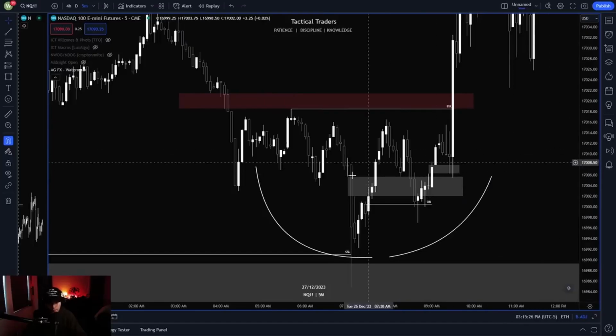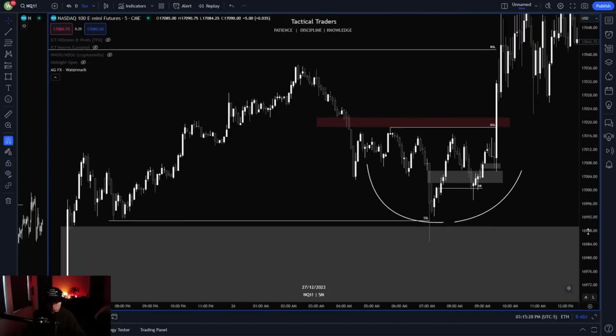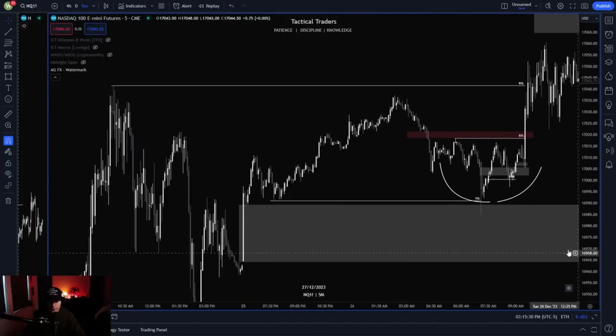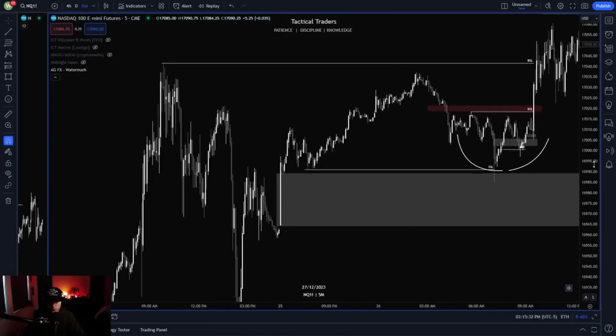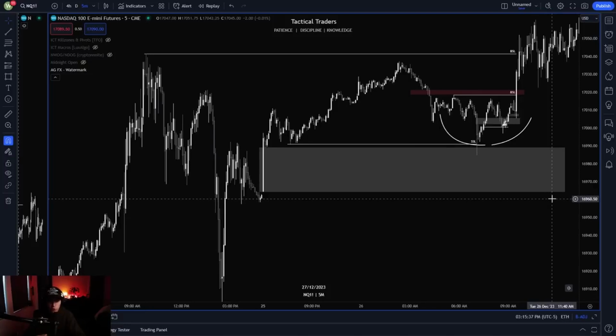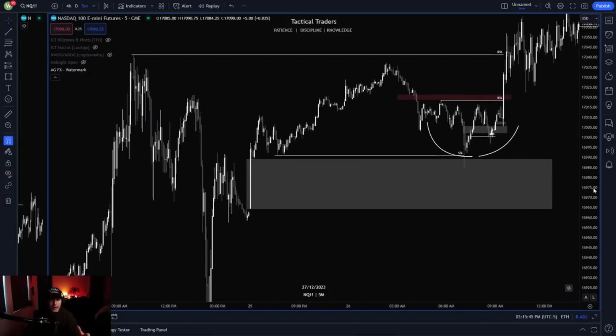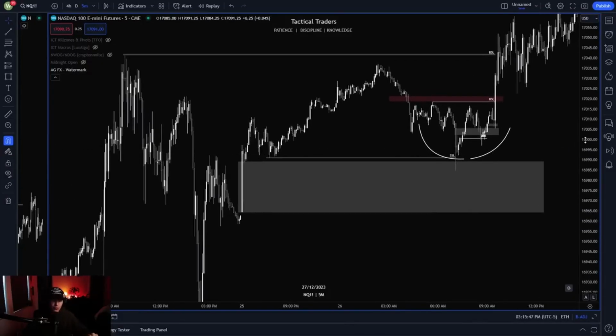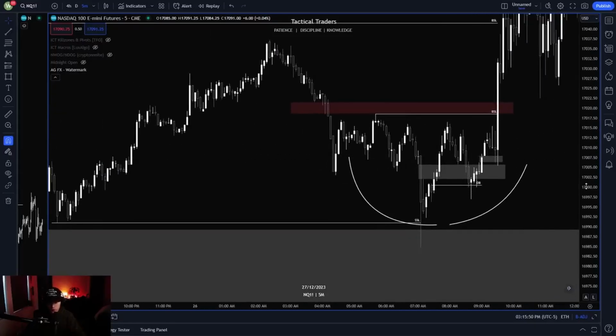Now, what I want to do before we get into this is zoom out. Notice what we're looking at here. When I start to zoom out, we get a good picture of what we're looking at. Now, I could have traded this multiple different ways, and many different traders would have looked at this differently and would have completely traded it a different way. Now, let's just talk about this model for a second.